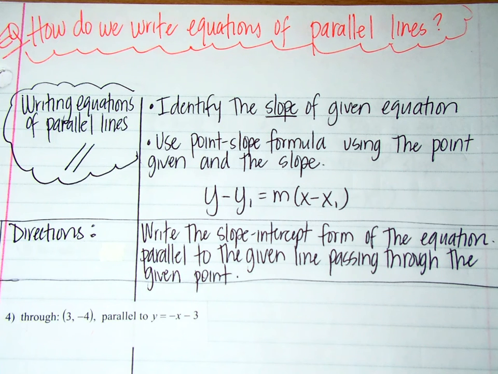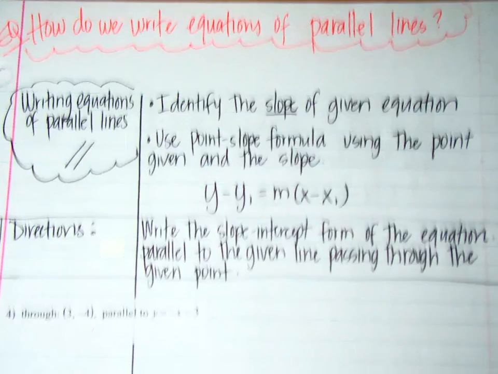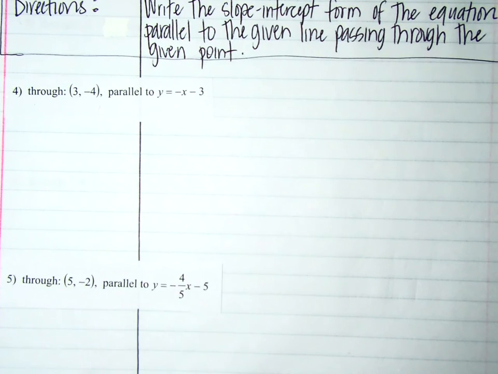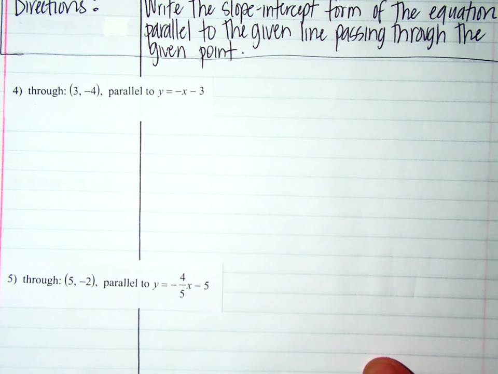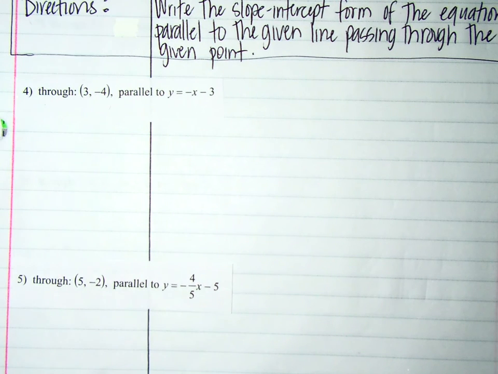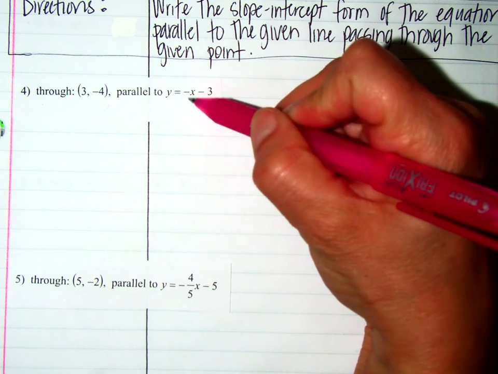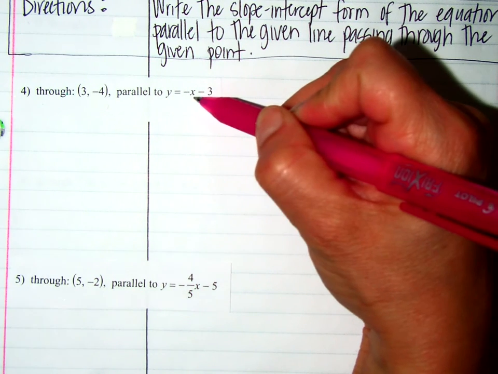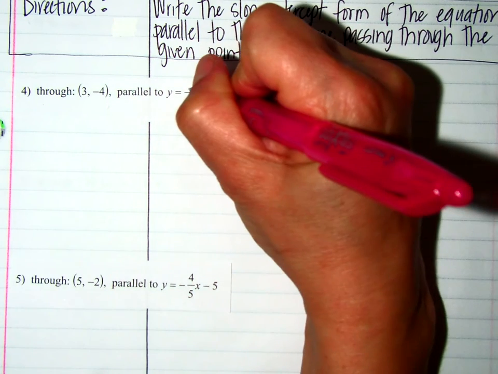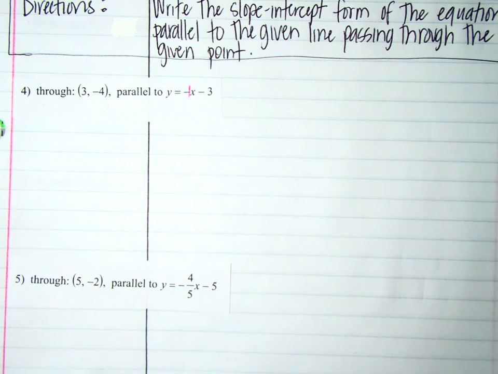So our directions today are to write the slope-intercept form of the equation parallel to the given line passing through the given point. As you can see in my problem, I have a point, and it's telling me to find the line that is parallel to y is equal to negative 1x minus 3. For those of us who have forgotten what this means, remember if I only see a negative next to a variable, that just means that there is a 1 sitting there. So I have a negative 1 there.